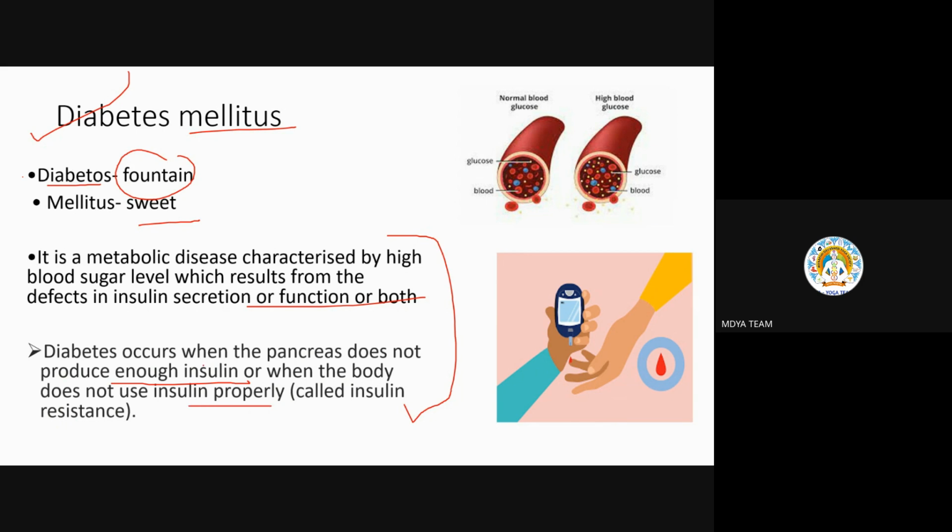Two things are there. One is when not enough insulin is produced by the body, and the other is when it is not used by the body, which we'll see further. This is called insulin resistance, when the body does not use insulin properly. What happens in our body? As I told you in the previous slide, our cells have GLUT4 receptors. In one way or another, these receptors become unresponsive to insulin.